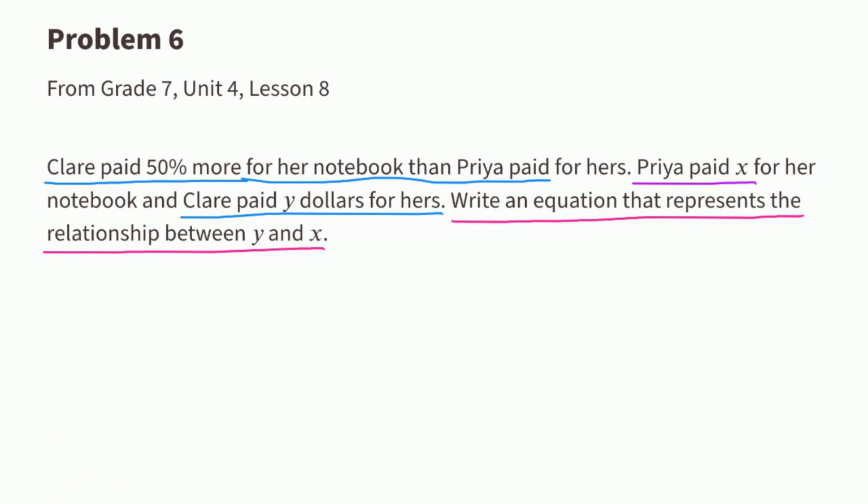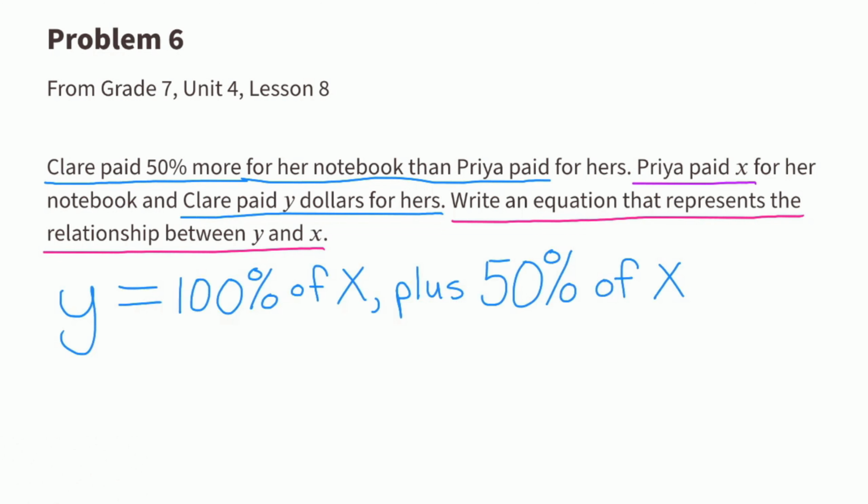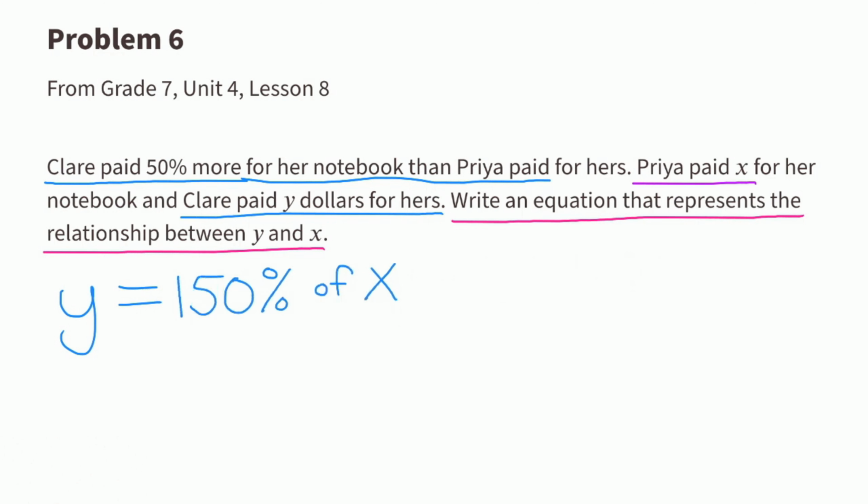Since Priya is represented with an X, we can say that Claire paid 100% of the price of X plus another 50% of the price of X. So Claire paid 150% of X, which is the same as paying 1.5 times X, or 1.5x. So the equation would be Y equals 1.5x.